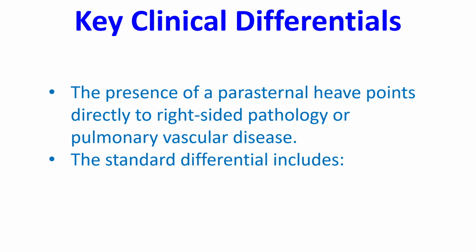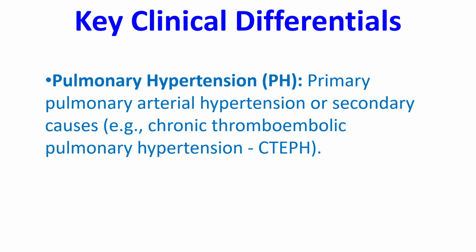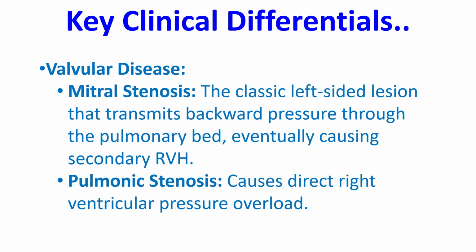The standard differentials include pulmonary hypertension, primary pulmonary arterial hypertension, or secondary causes like chronic thromboembolic pulmonary hypertension. Valvular disease: mitral stenosis, the classic left-sided lesion that transmits backward pressure through the pulmonary bed, eventually causing secondary right ventricular hypertrophy. Pulmonic stenosis causes direct right ventricular pressure overload.